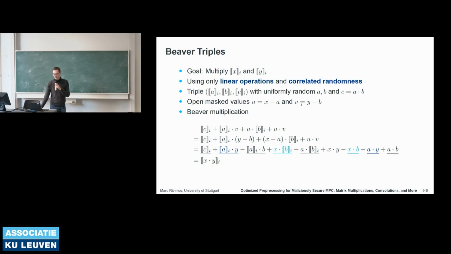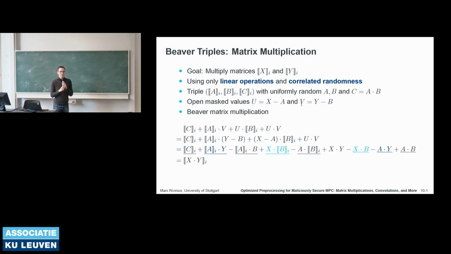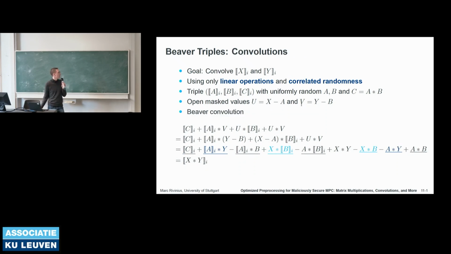And the nice thing about this is it also works for matrix multiplication. So you basically just change your x and y to matrices, your a and b to matrices. Now c is the matrix product of a and b, and your result will be a matrix product of x and y. And you can also do it with convolutions, because convolutions are also bilinear operations. So you just change the operation here, but the basic procedure you can still do.